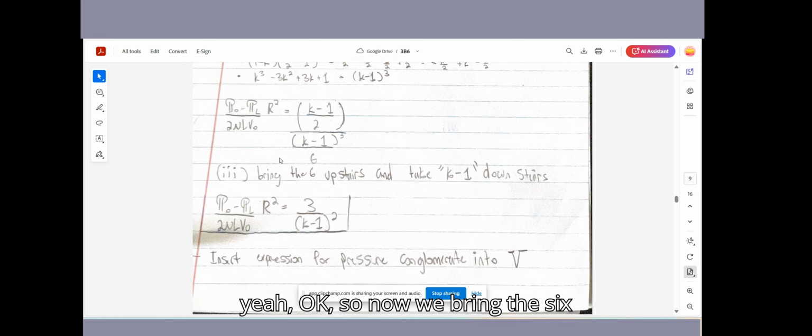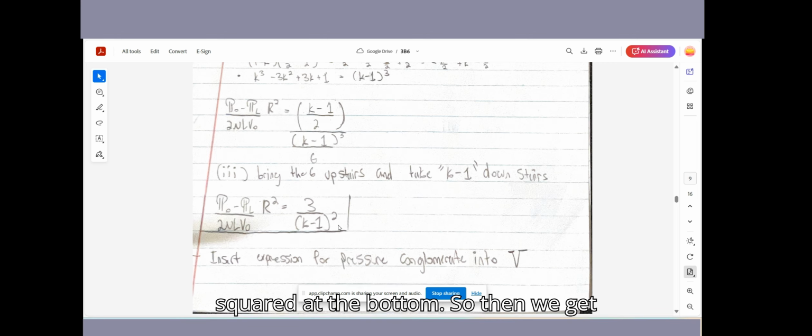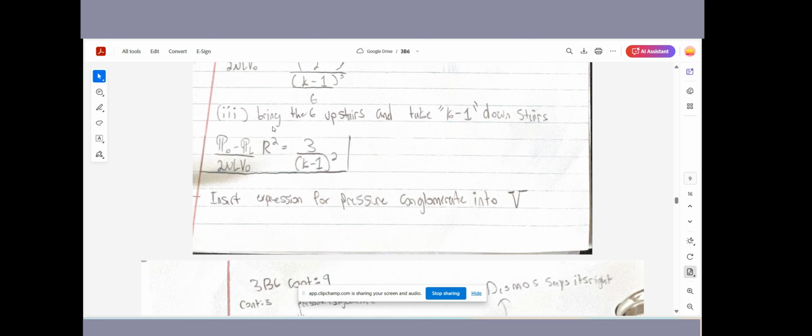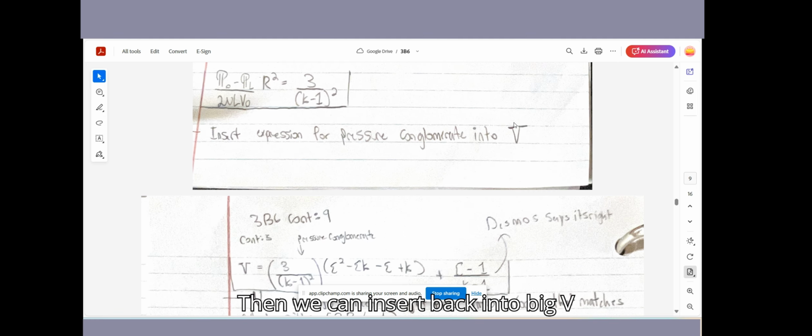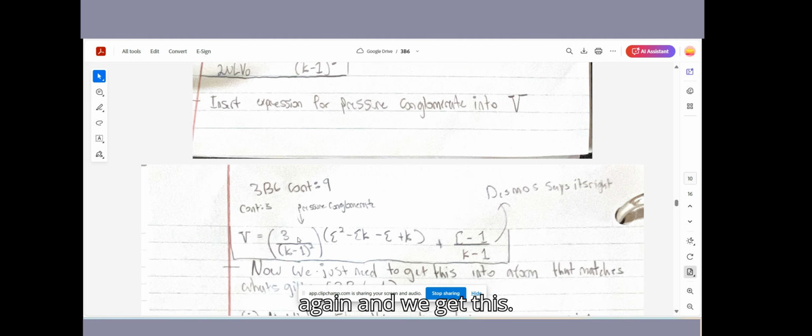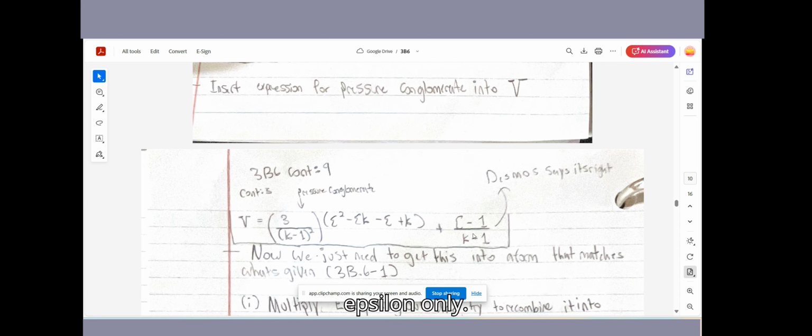Okay, so now we bring the 6 up to here, and we get 3 times k minus 1, or we just get 3, and then we can cancel this with this, and we get squared in the bottom. So then we get this nice expression that we can insert back into big V again, and we get this. Woo. So now big V is in terms of epsilon only.